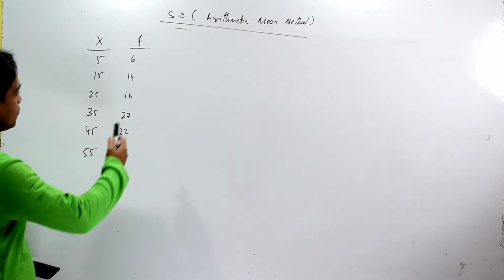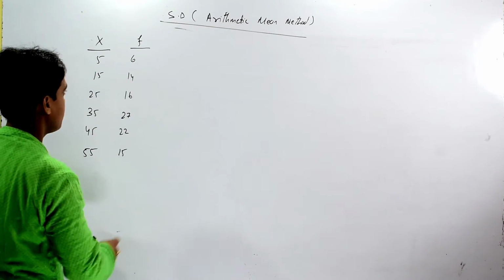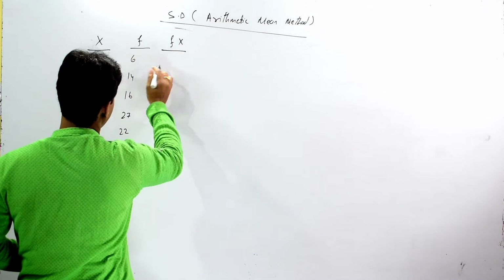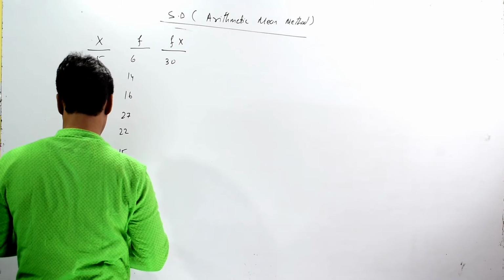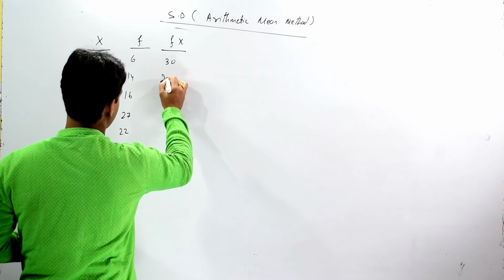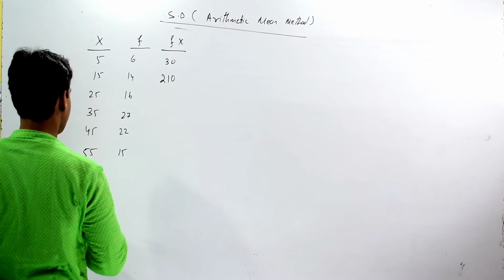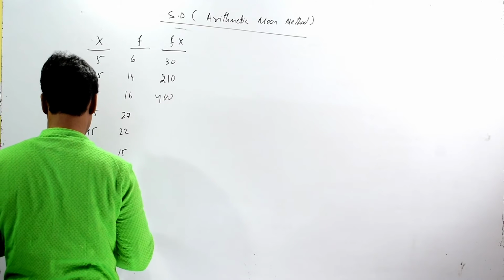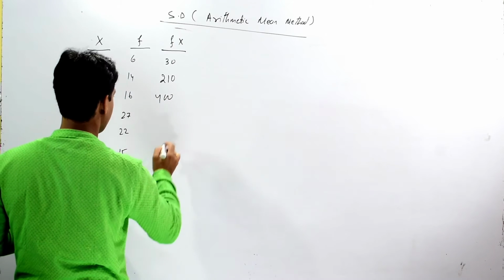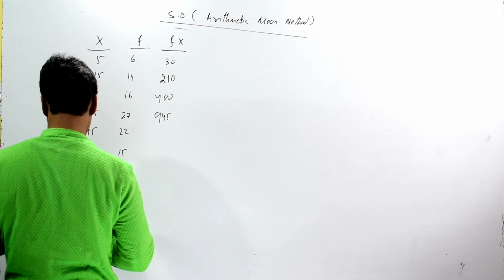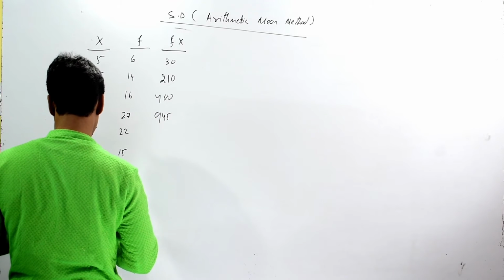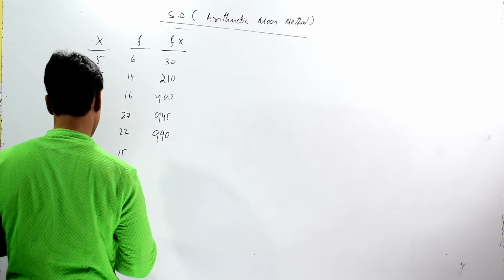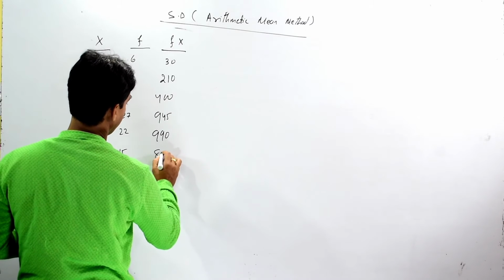Now we should compute the standard deviation of a discrete series by using the arithmetic mean method. So first of all we should find the arithmetic mean of the given series, that is fx equals 5 into 6, that is 30, 15 into 14 equals 210, 25 into 16 equals 400, 35 into 27 equals 945, 45 into 22 equals 990, 55 into 15 equals 825.